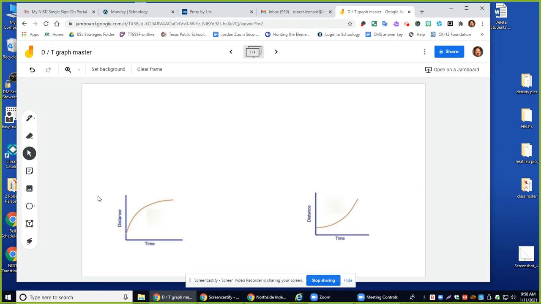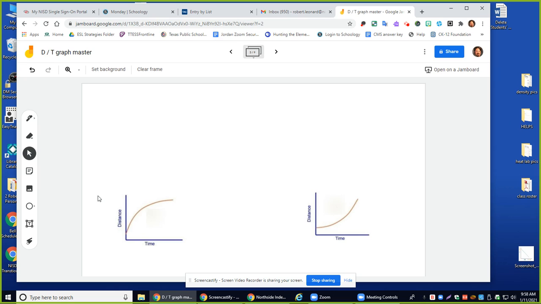That would be slow, getting faster, getting faster. The steeper your pencil is, the faster you're traveling, okay? So slow, faster, and faster. If your pencil goes like that, you're speeding up. If your pencil goes like this, you're slowing down.